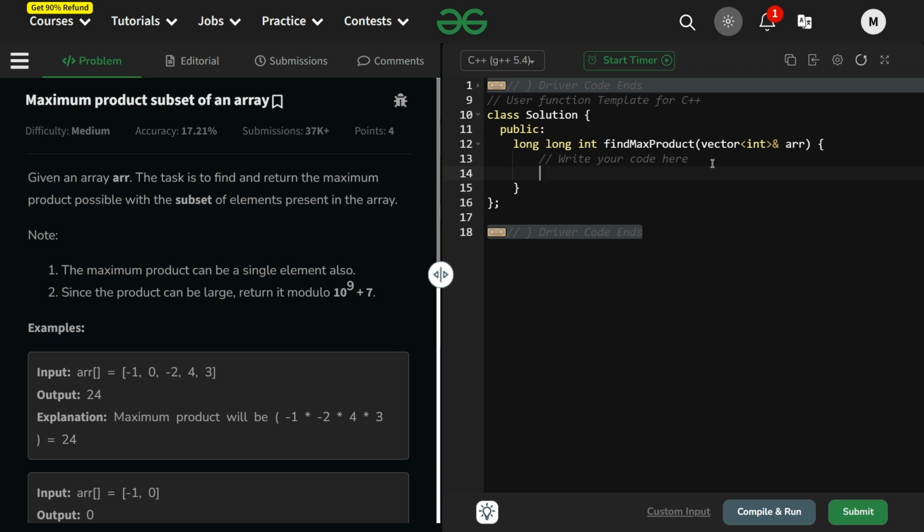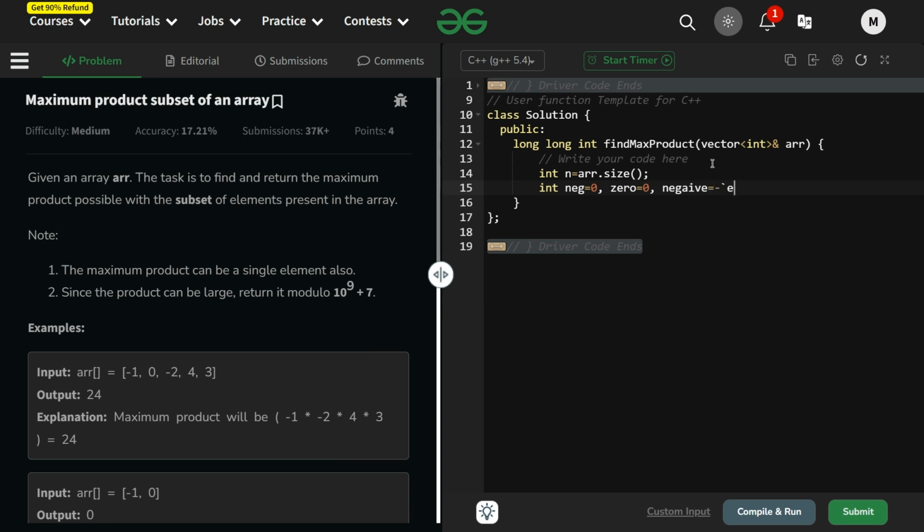Okay, so what I will do is I will say int n equals array.size to keep the size handy. Now what will I do? I will say int neg equals 0, that is the count of negative elements is currently 0. zero equals 0, the count of 0 elements is also 0, and negative equals minus 1e9. Moving on, my current product is equal to 1. Now I will just say for int i equals 0, i less than n, i plus plus.